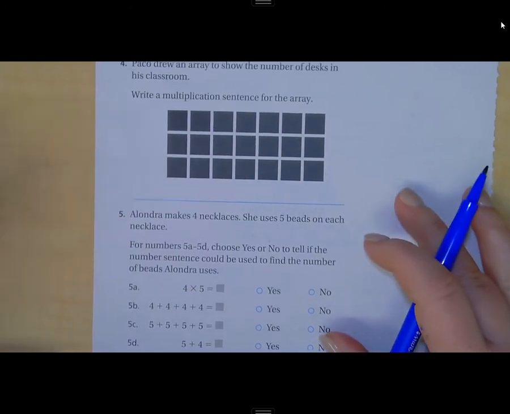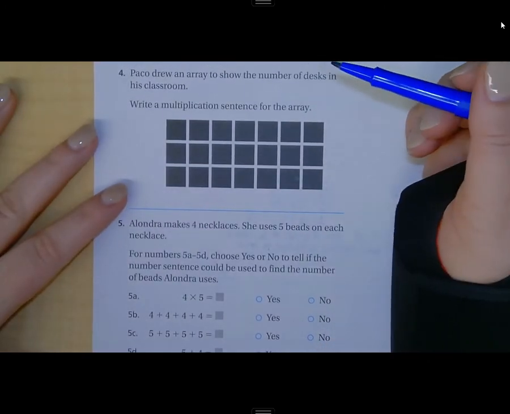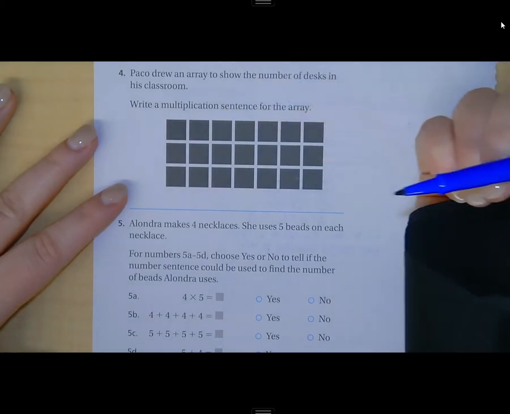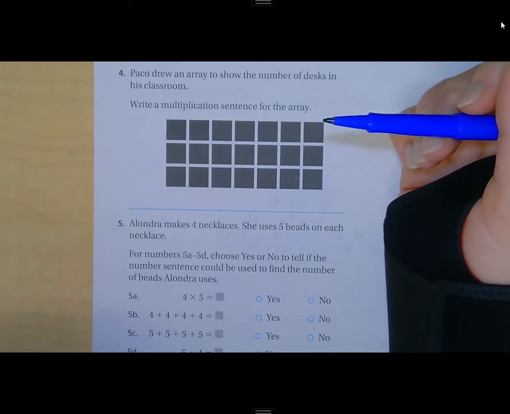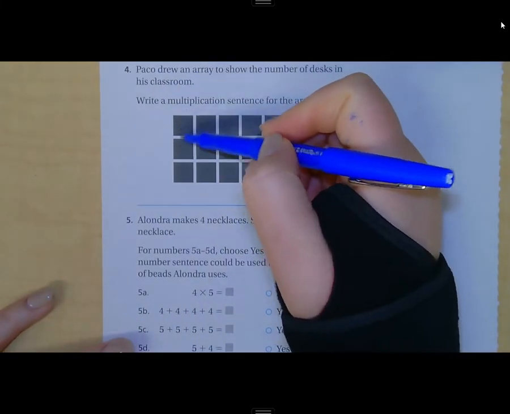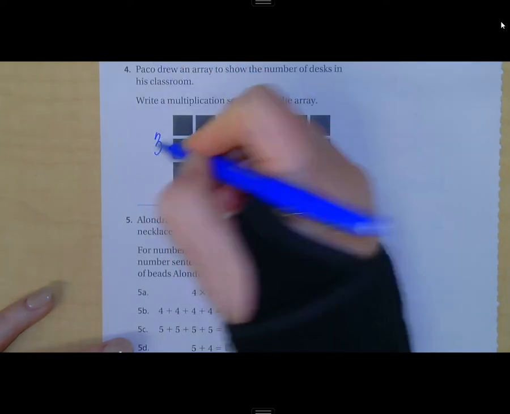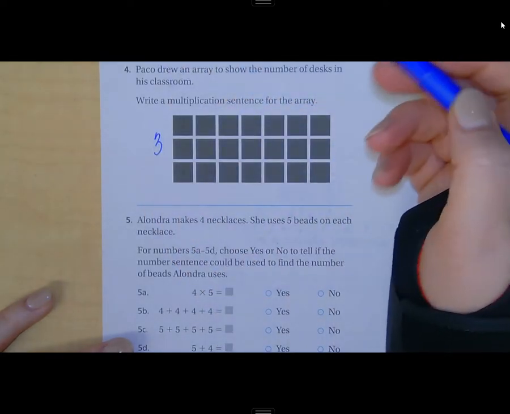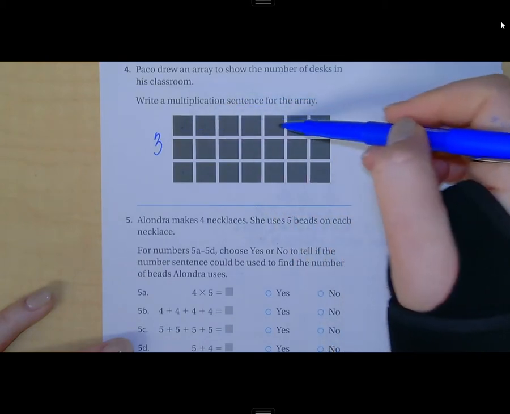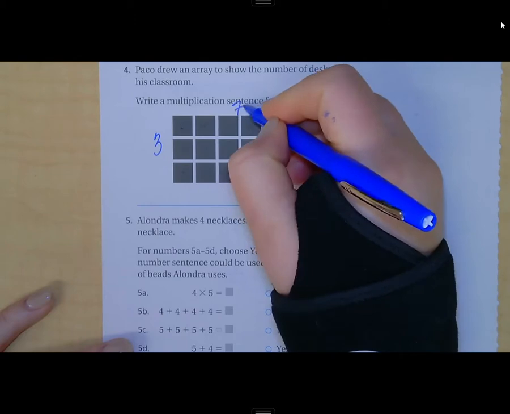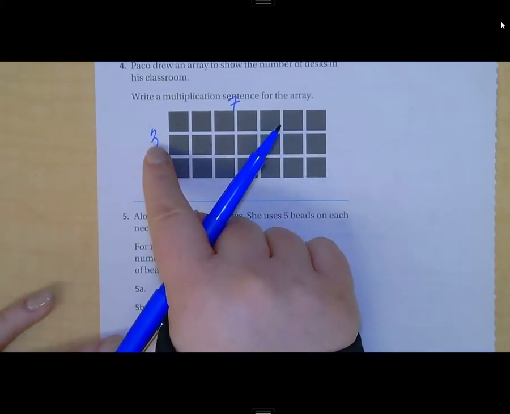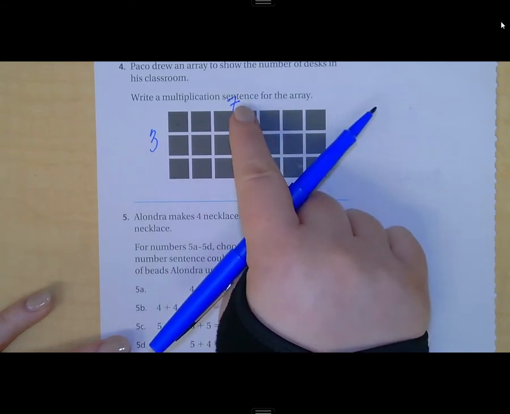Number 4. Paco drew an array to show the number of desks in his classroom. Write a multiplication sentence for the array. Now remember, we are good mathematicians, so the first thing that we're going to do is label our array. So how many rows? 1, 2, 3. So I'm going to put a 3 over here. Okay, how many columns? 1, 2, 3, 4, 5, 6, 7. So I'm going to put a 7 up here. So I can see that this array has 3 rows of 7.